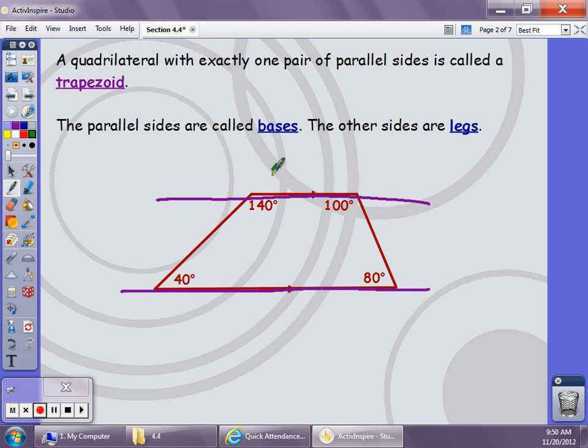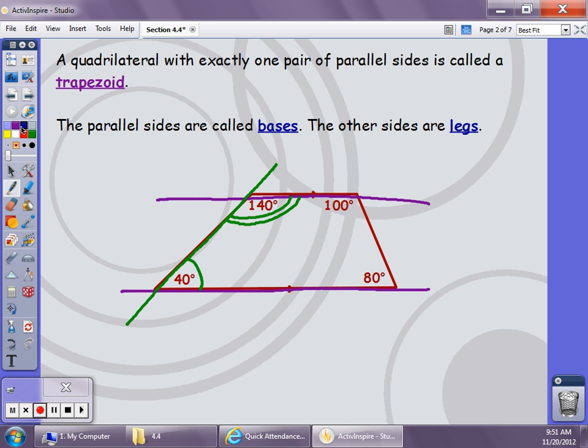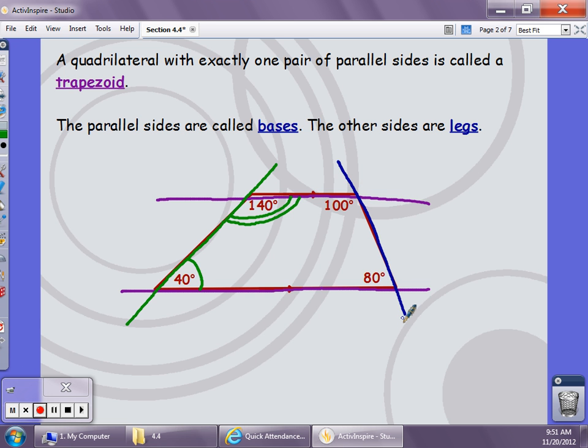So if we extend this line here, what you're going to notice is that these angles here are always going to be supplementary because they are going to be same side interior angles. And what you're going to notice on the other side is that if you treat this leg as a transversal, you're also going to have a second set of same side interior angles, which are also going to equal 180 degrees.